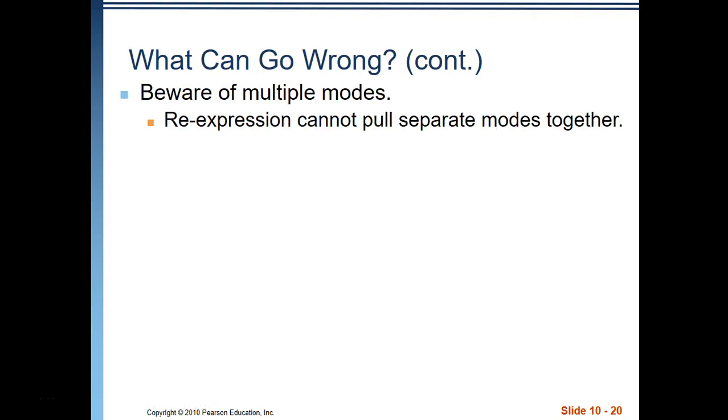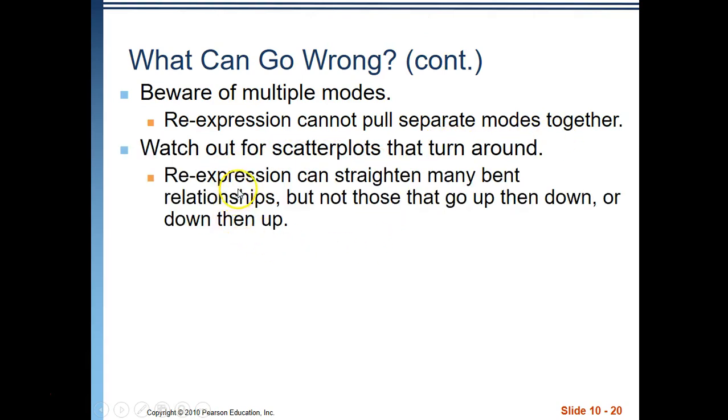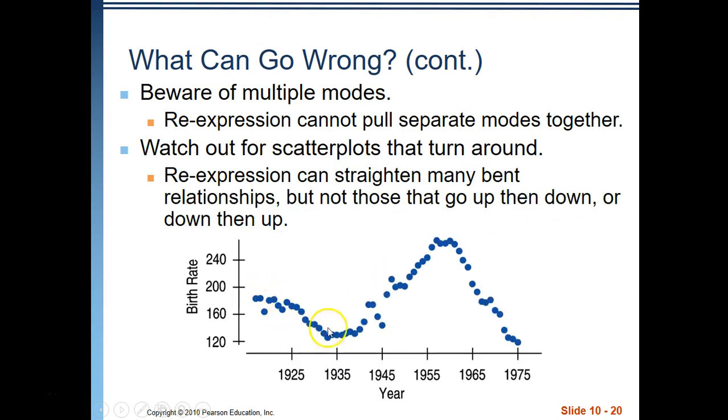Beware of multiple modes. Re-expression cannot pull separate modes together. Watch out for scatter plots that turn around. Re-expression can straighten many bends, but not those that go up then down or down then up. So the point is, take a look at this. Re-expression can straighten many bends, but not those that keep doing multiple things. It can help, but it's not going to help a ton.